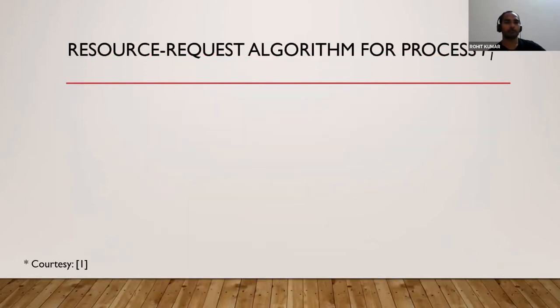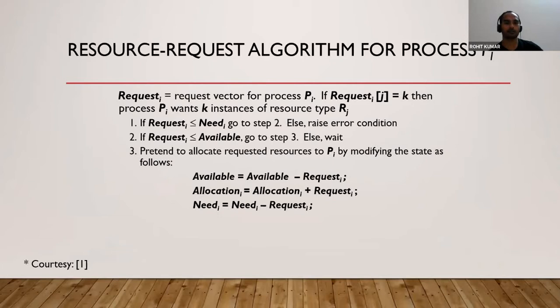Moving forward, there is the resource request algorithm: if some process makes a request, that request is supposed to get processed in this particular manner. Firstly, you check whether the request put forward is less than or equal to the need of that particular process. If it is true, then move to the second point. Otherwise, raise an error condition, because no process can ask for more resources than its requirement.